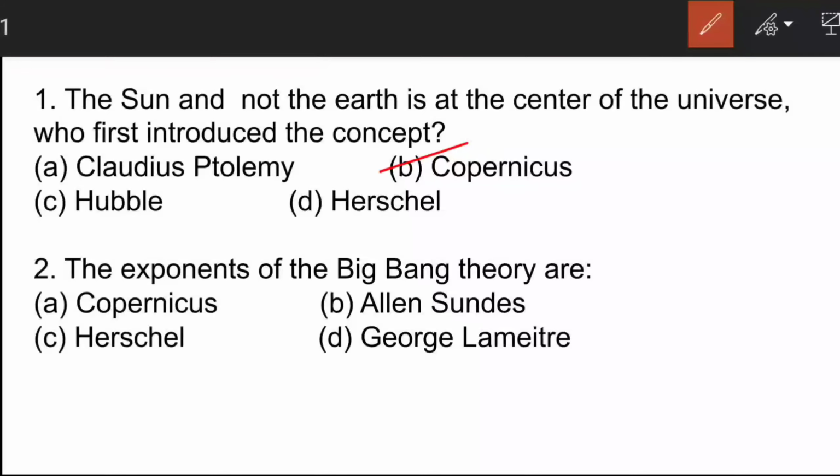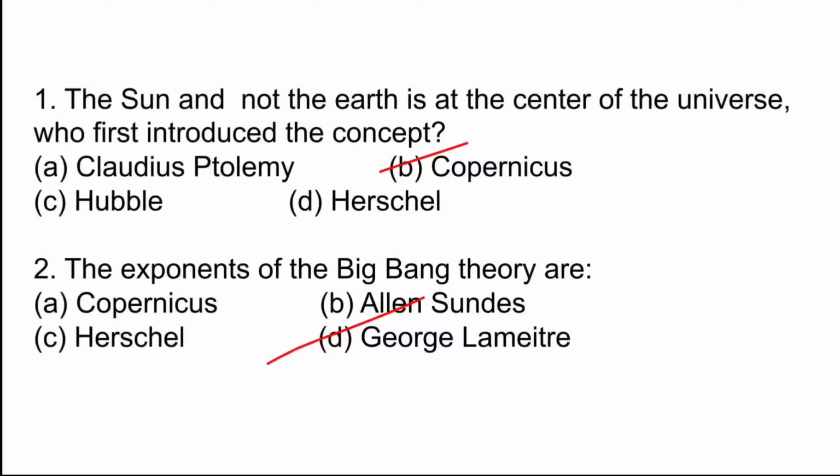The exponents of the Big Bang theory are? The correct answer is D, George Lemaitre. As I have already discussed, Copernicus gave the heliocentric view. Alan Sandage has discussed the pulsating universe theory. It's very important to remember. So let's move to the next question.